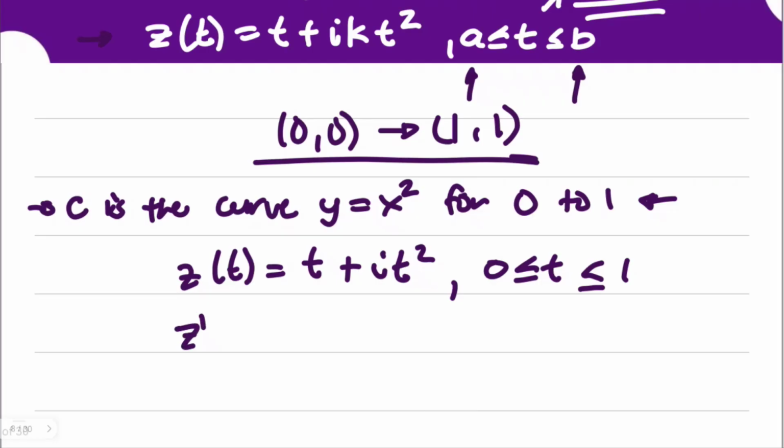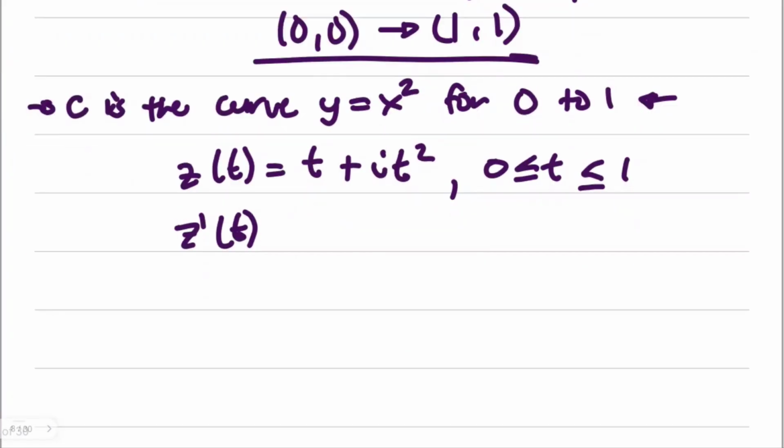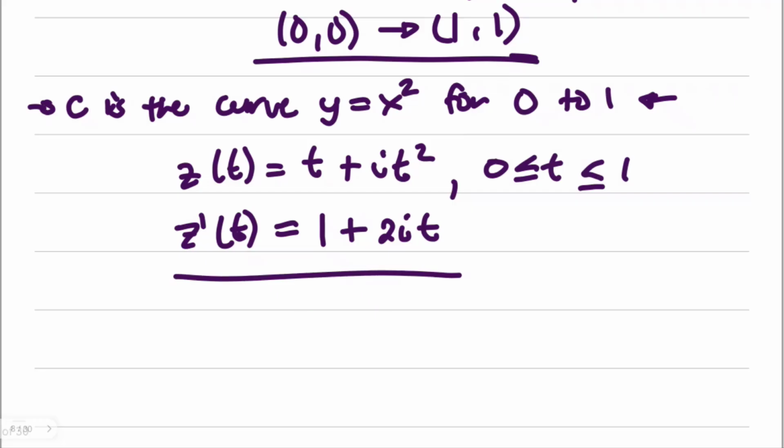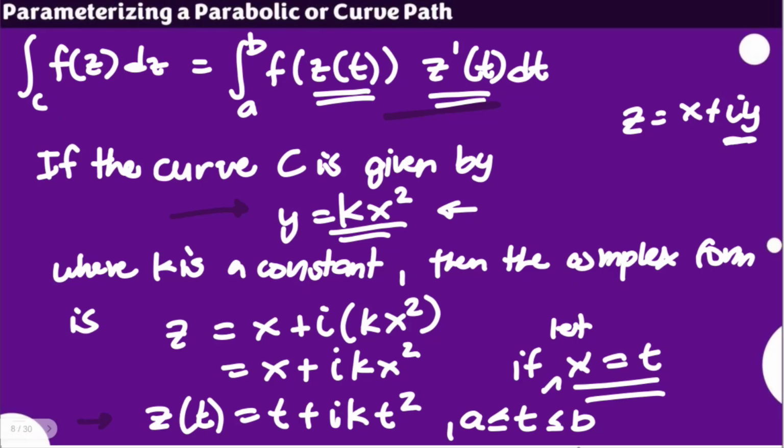Its first derivative, which you also need for your integral, is just to take the derivative of that with respect to t. The derivative of t is 1, and the derivative of i t squared with respect to t is 2it, 2 minus 1. These are the two items that you need for your function in order for you to evaluate the complex integral of a function.